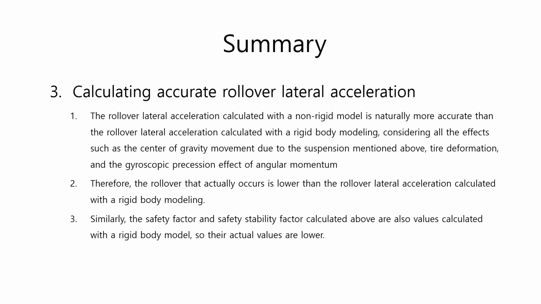Among the methods for calculating accurate rollover lateral acceleration, the rollover lateral acceleration calculated with a non-rigid model is naturally more accurate than that calculated with rigid body modeling, considering all the effects such as the center of gravity movement due to the suspension mentioned above, tire deformation, and the gyroscopic precession effect of angular momentum. Therefore, the rollover acceleration that actually occurs is lower than the rollover lateral acceleration calculated with rigid body modeling. Similarly, the safety factor and static stability factor calculated above are also values calculated with a rigid body model, so their actual values are lower.